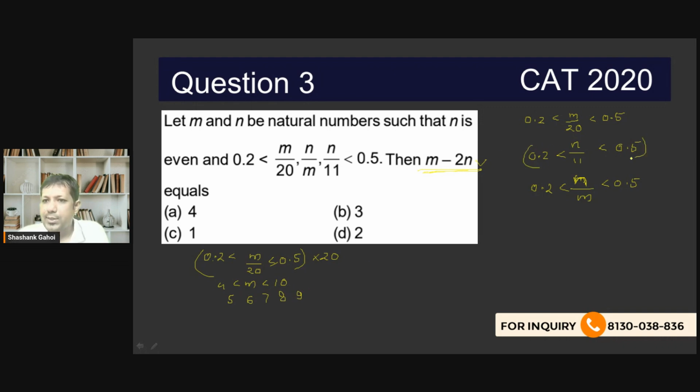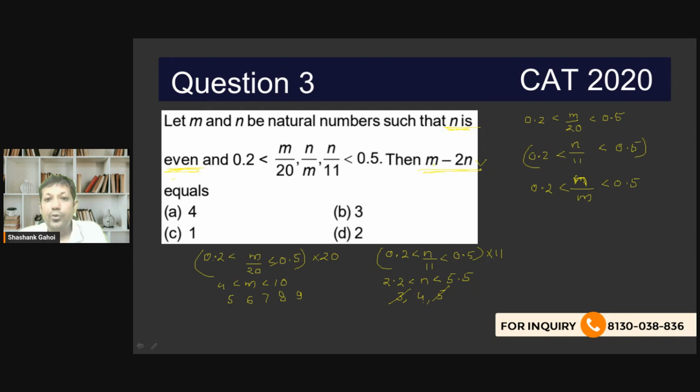Now I'm going to look at this. It says 0.2 is less than n upon 11, less than 0.5. Multiply everything by 11. So I'm going to get 2.2, n, and 5.5. So n should be greater than 2.2 and less than 5.5. So possible values of n are going to be 3, 4, and 5. But it says that n is even. It means n cannot be 3, n cannot be 5. The possible value of n is 4.